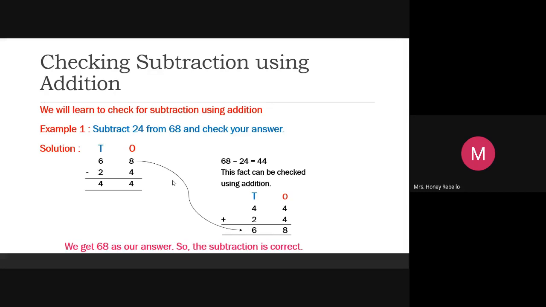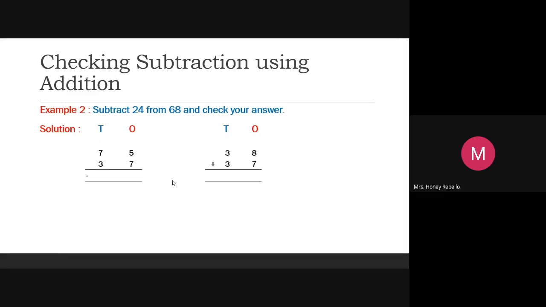Now we'll try to do the next. So you know that the subtraction is correct. So much you have to do. Don't think that you are in second standard, you don't know all this. You must know. We get 68 as our answer. So the subtraction is correct. Now take your next sum in your textbook. Please take page number 60. Take the first number 75. It's written example 2. It's easy now, children.